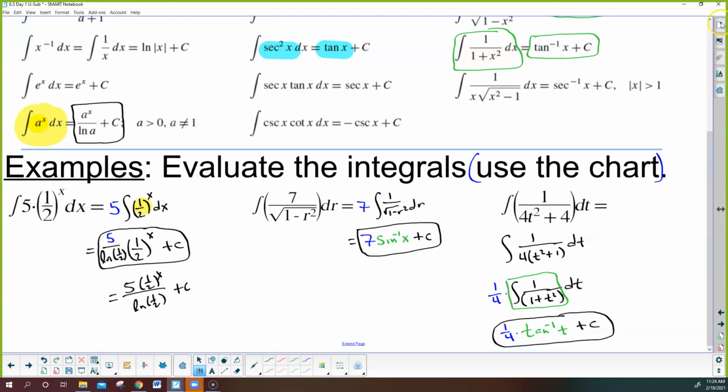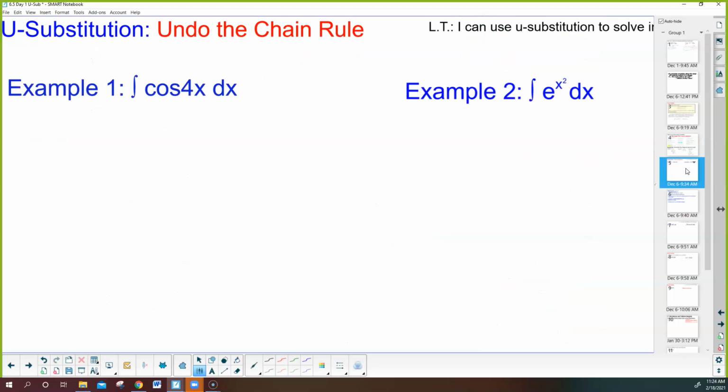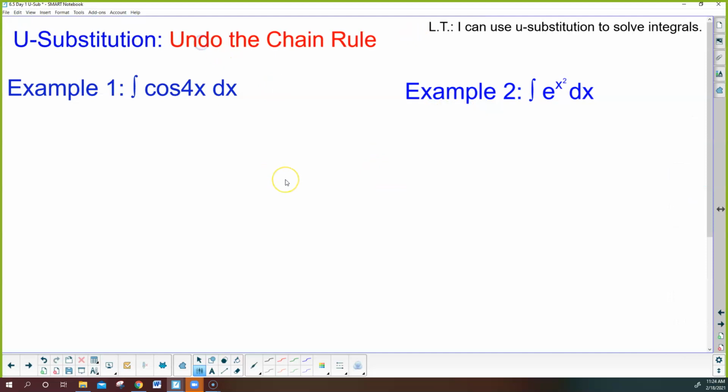Okay, so my question to you then is what happens if it's not exactly in the chart? What do we have to do? And this is what the video from last week talked about. We have to do U-Substitution. All right, I should say video from yesterday. So we're going to do some ones that honestly you could answer with guess and check. But we're going to focus on the U-Substitution.